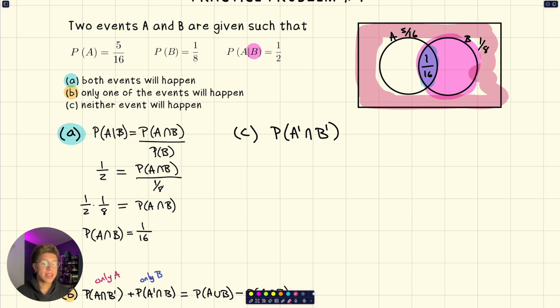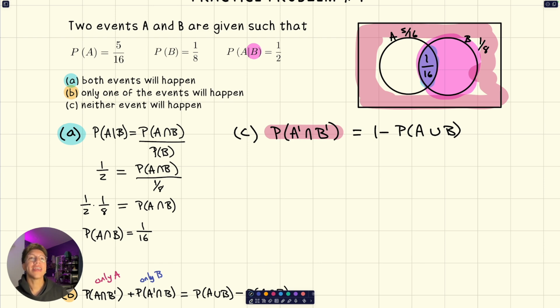And we can very clearly see that that area is everything inside of our sample space, which totals 1, subtracting away everything that's inside of the two circles. So again, we mentioned this formula before. It just so happens that this is equal to 1 minus the probability of A union B.